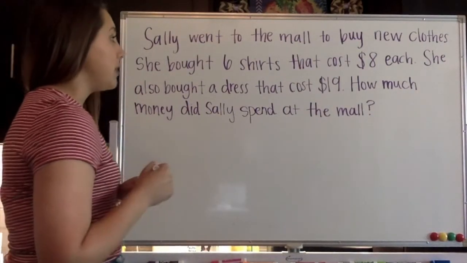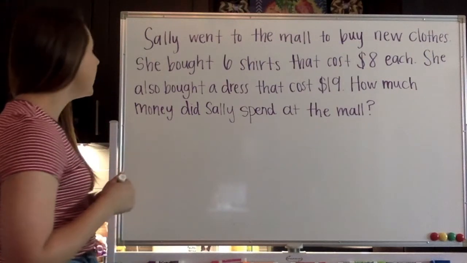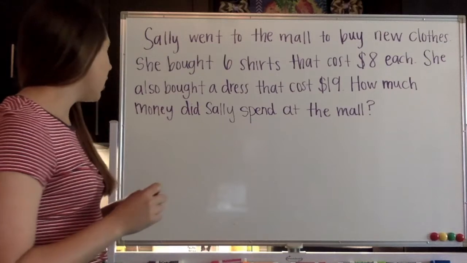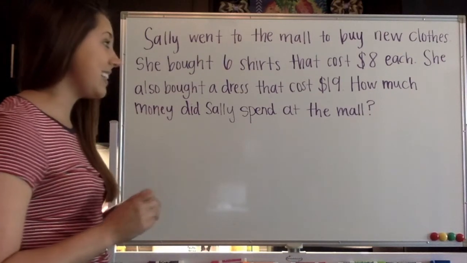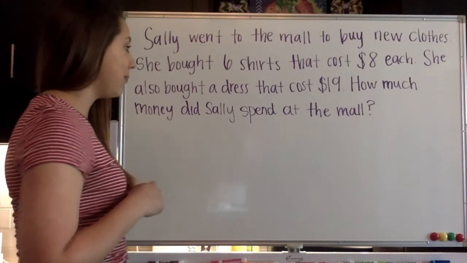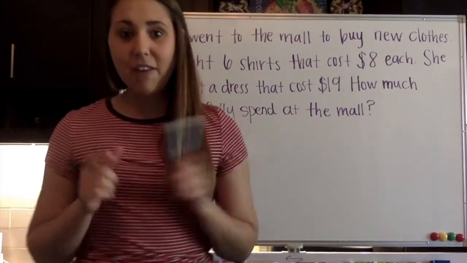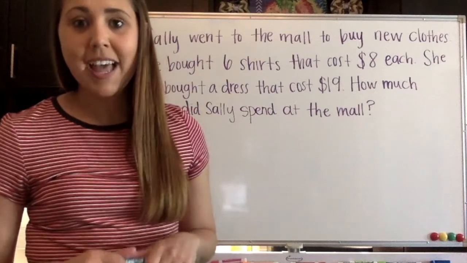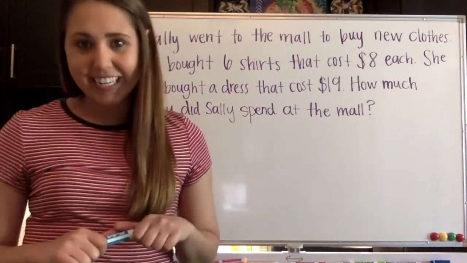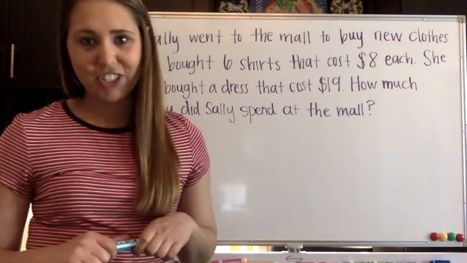Sally went to the mall to buy new clothes. She bought 6 shirts that cost $8 each. She also bought a dress that cost $19. How much money did Sally spend at the mall? Perfect. So now I've read the problem all the way through. My next step is to read the question sentence by sentence to pull out that important information.